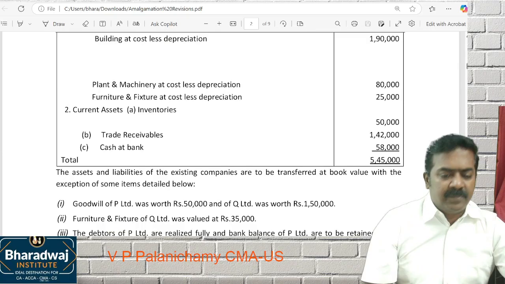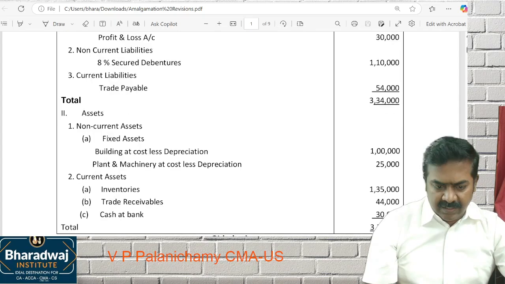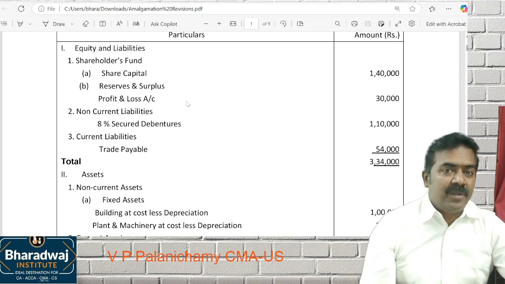And the liabilities. What do you mean by liabilities? Trade payables, even the P&L account will be taken over at what value? Book value. That is merger. The balancing figure will be what? A general reserve.